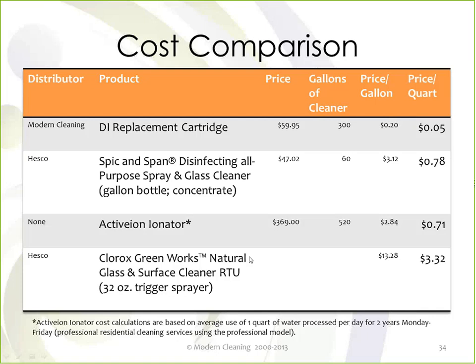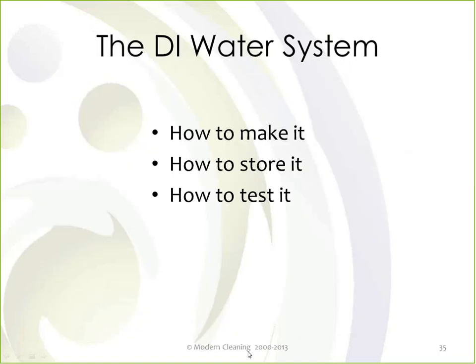If anybody is buying ready-to-use product, and you can pick your flavor, I just grabbed the Clorox Greenworks glass and surface cleaner, again off of HESCO, but most of the RTU stuff is anywhere from $3 to $5 a quart. So obviously that's a very expensive way to go. At 5 cents a quart for the DI water, I think you're going to be hard-pressed to find a solution that is efficacious, especially one that works as well as this at such a low price point.